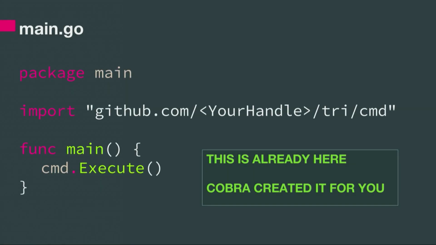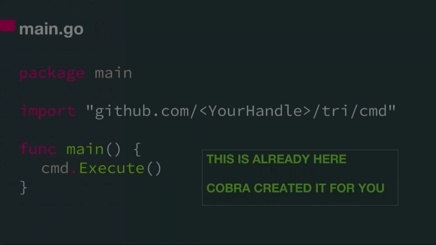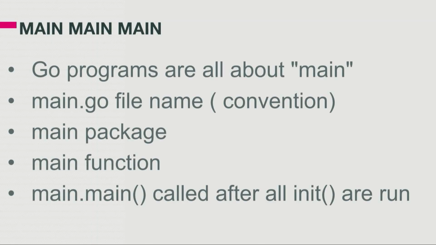All right, so the other one is main. Special function. Super special. Okay, so this one we want you to open, but we're not going to touch it. We just want you to see it, or you can just look at the slides. It's already here, Cobra created it for you. It's a function called main. It doesn't take any arguments. It doesn't return anything. And when you run the binary, this is the function that gets executed.